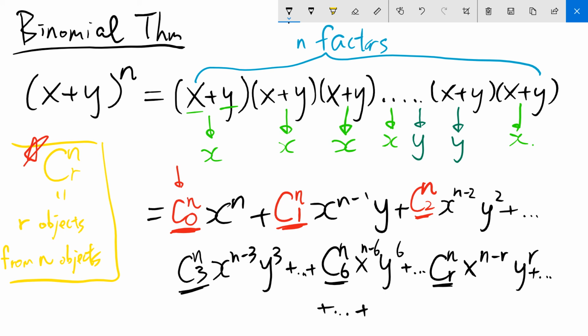So the final term will be y to power n and no x. That means we choose n factors out of n factors for the y. So that is how we expand x plus y to power n, and we call it the binomial theorem or binomial expansion.